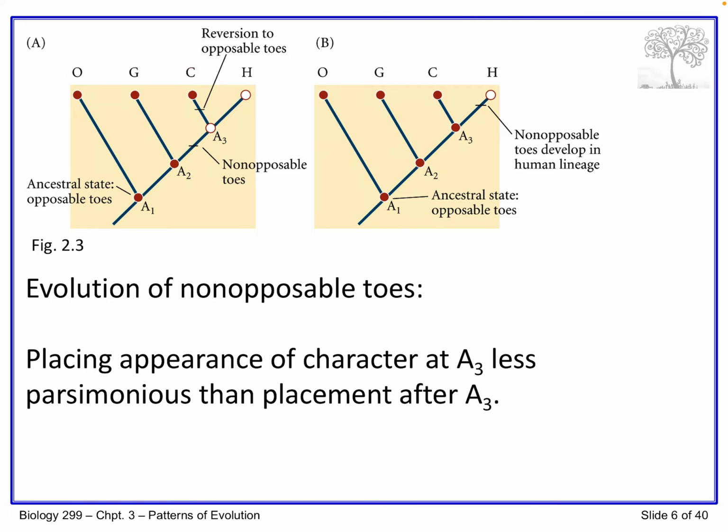Orangutans, gorillas, and chimpanzees all have opposable big toes. Humans obviously do not. So what we have here are two possible phylogenies, two possible evolutionary trees, classifications for what may have happened in terms of the evolution of the non-opposable toe. All right, look at possibility number one here.